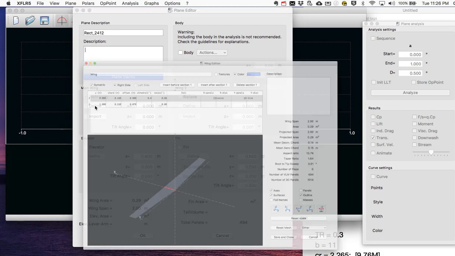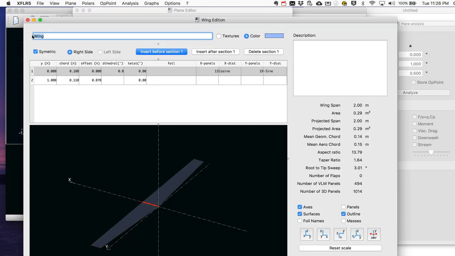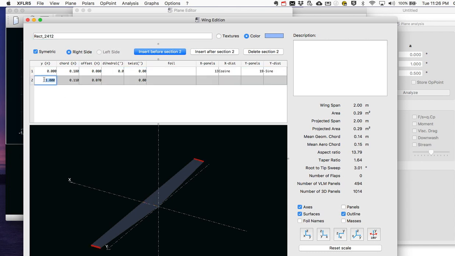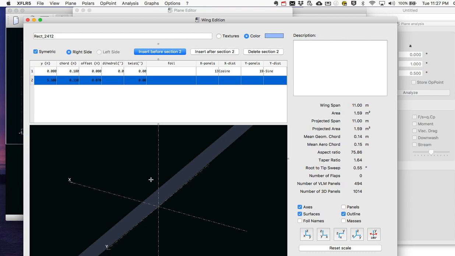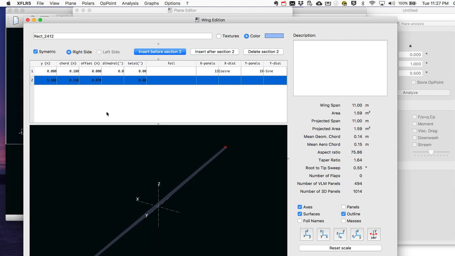I'm going to go define that. So this was, again, what did I call this? I already forgot what I called this, rectangle 2412. Now, I'm going to put in a half span, so I'm defining a symmetric wing. Is that spelled wrong? Symmetric wing, and I'm going to define half of it, and it will just symmetrize it for me.